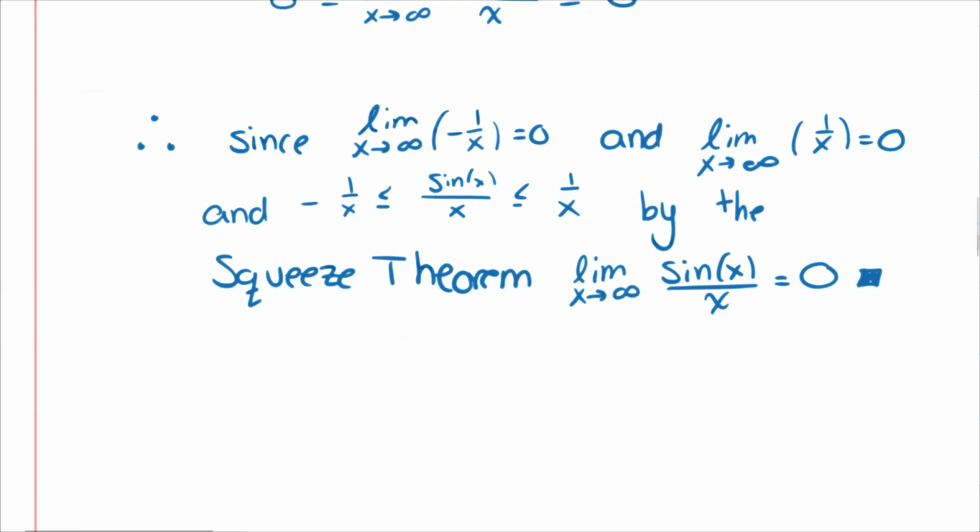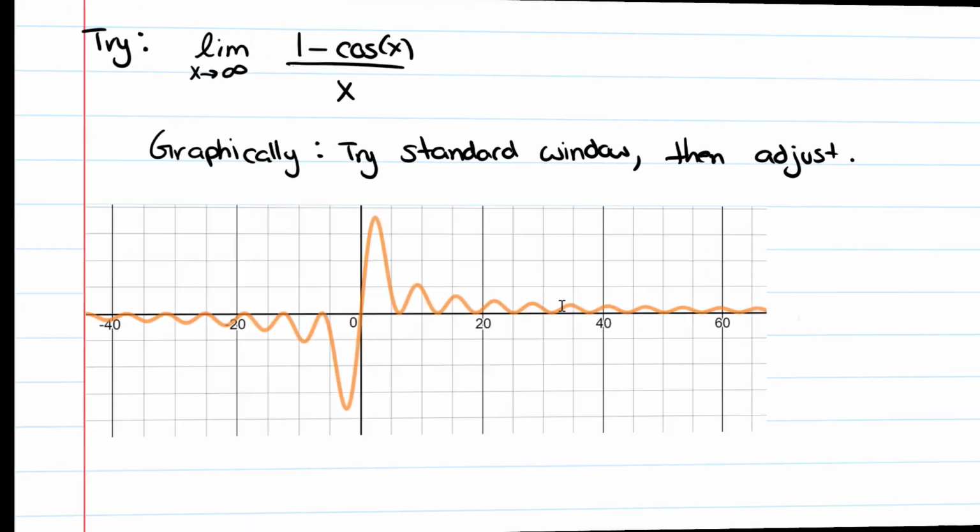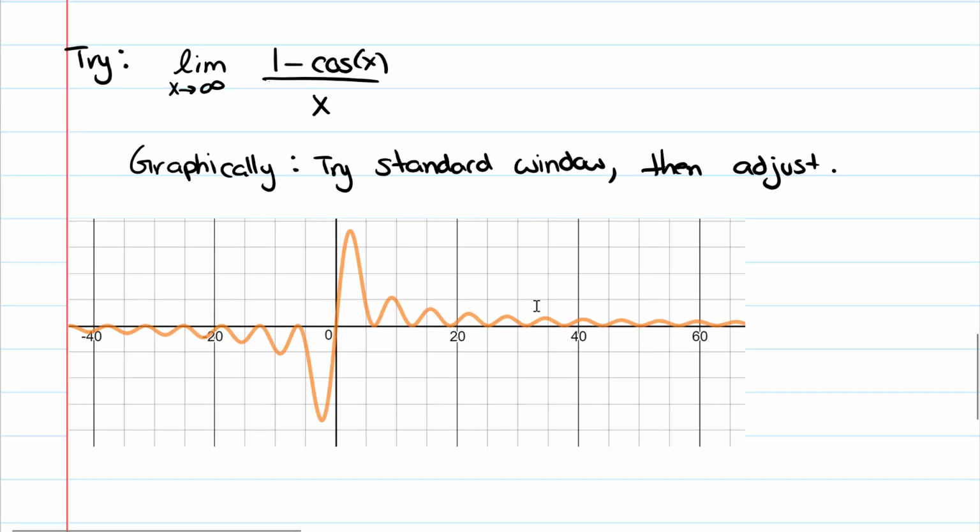So now what I want you to do is to try this problem on your own. The limit as x goes to infinity of 1 minus cosine of x divided by x. I want you to determine the limit and then use the squeeze theorem to prove it true. So go ahead right now, pause the video, and try that out. Step 1 will be to graph, and then step 2 is to use the squeeze theorem. When you graph that on your calculator, you're going to see something like this. And as you go to infinity, you're going to see this thing start to taper off to 0.